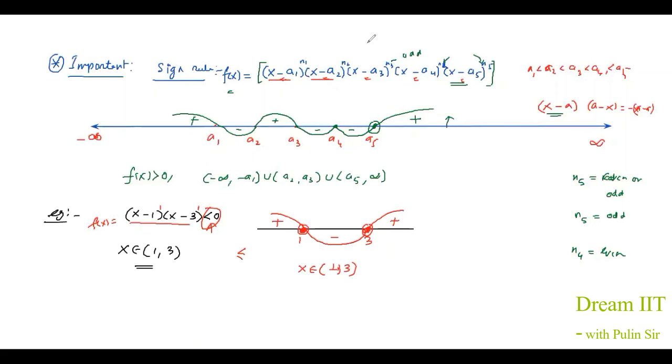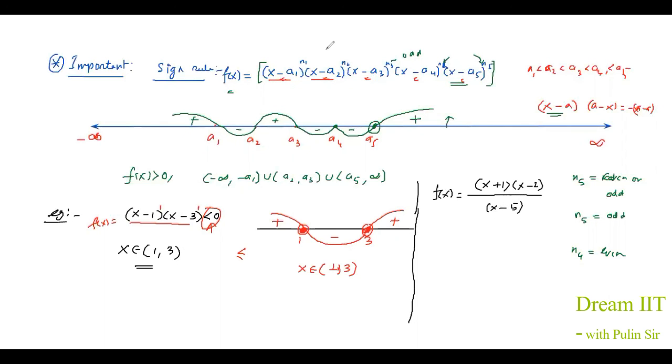Now I want to take one example with bigger factors. First, let me take only linear factors, with power 1 only, right? Then we'll try to justify for bigger powers. Suppose I want to find the sign of this expression. Suppose where it is plus and where it is minus.